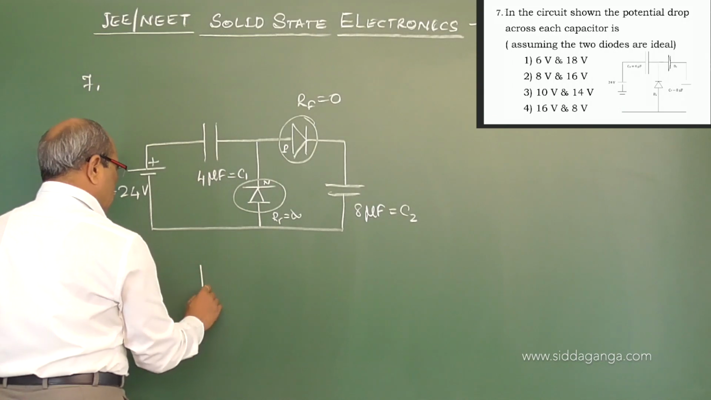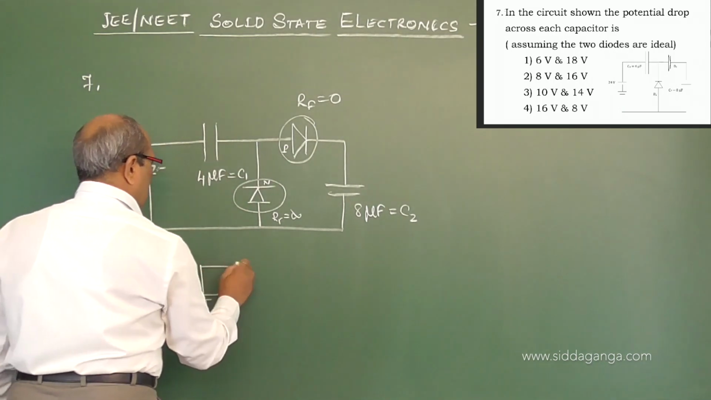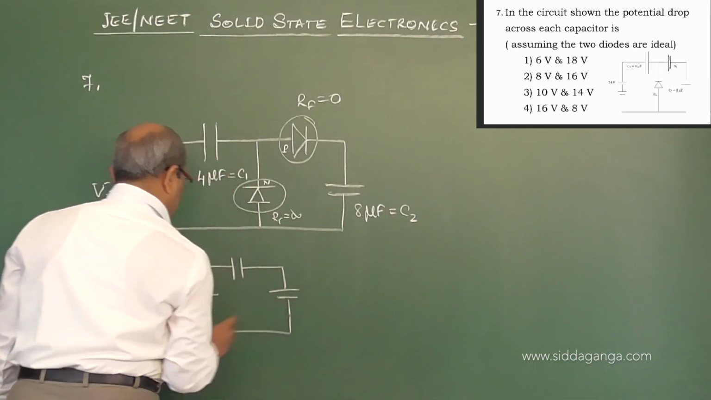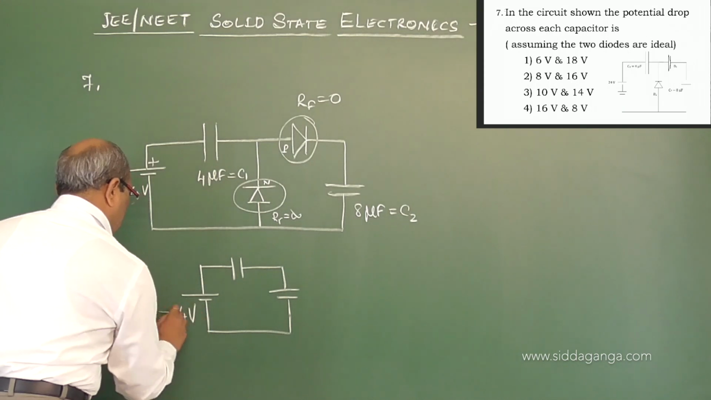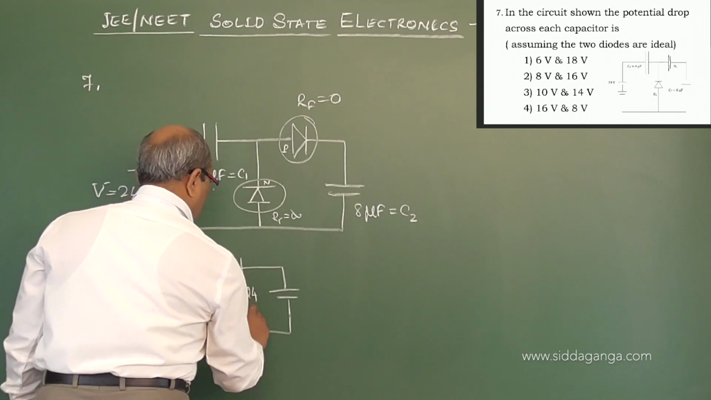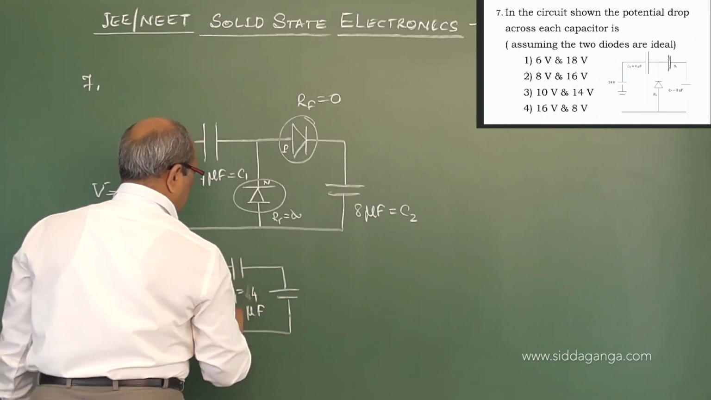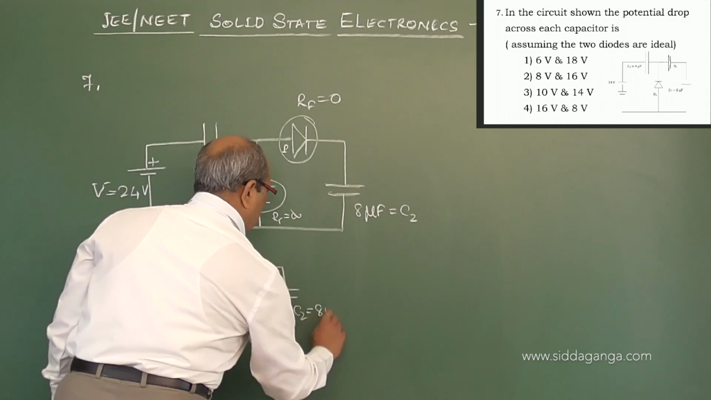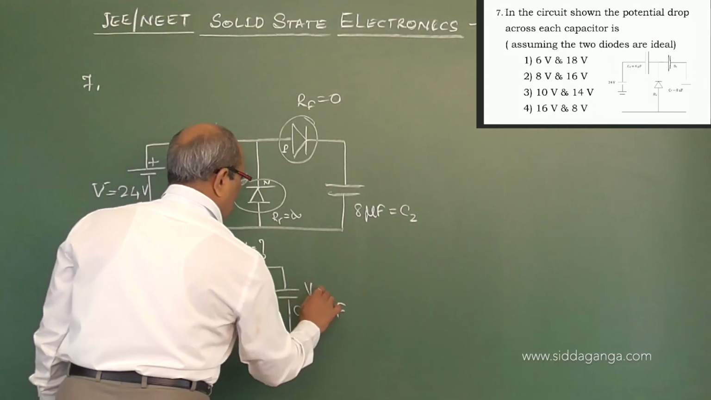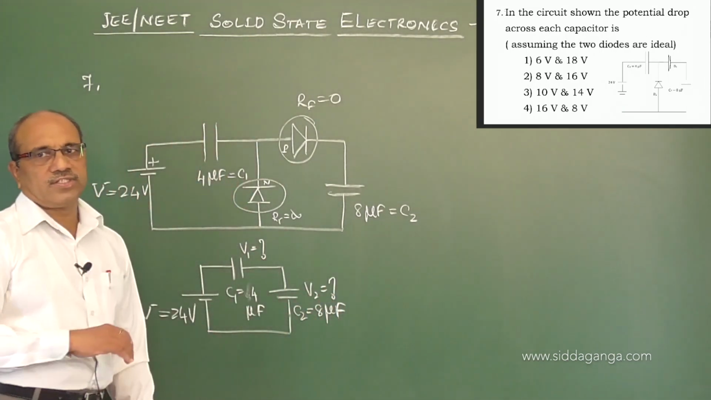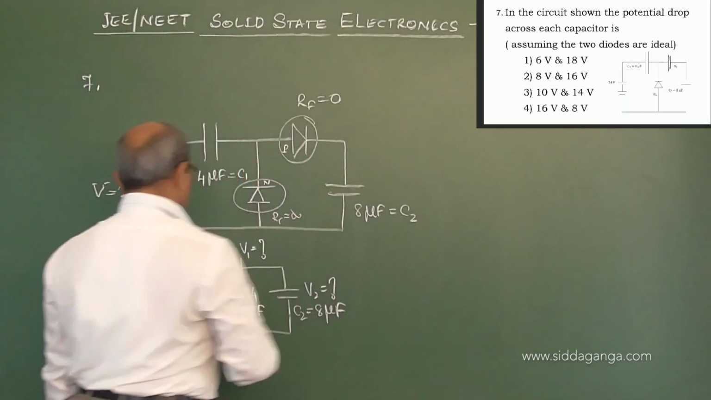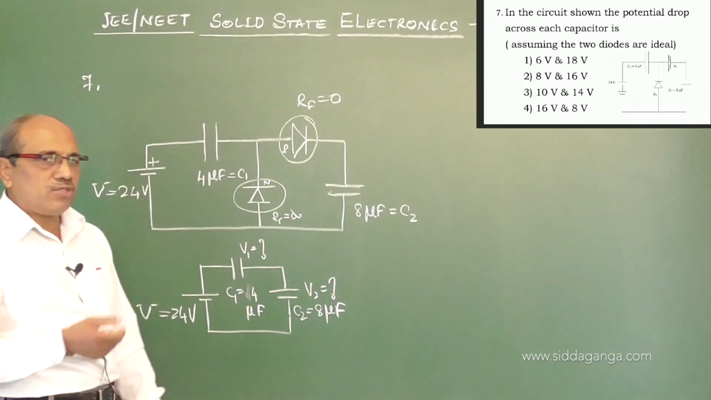Therefore, I can change the circuit to this form, that is, two capacitors only, with 24 volt as the supply voltage. C1 is 4 microfarad and C2 is 8 microfarad. We have to find how much V1 is and how much V2 is, that is, the potential drop across each capacitor. Here you have to go back to the electrostatics chapter.